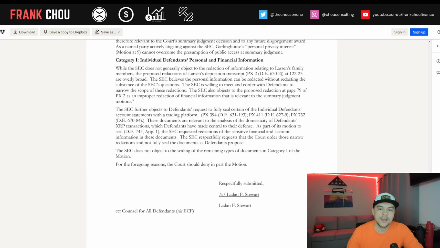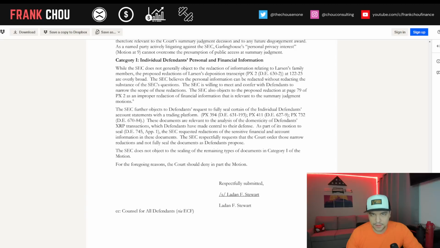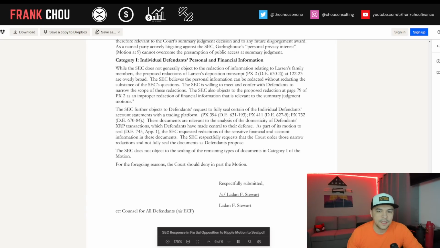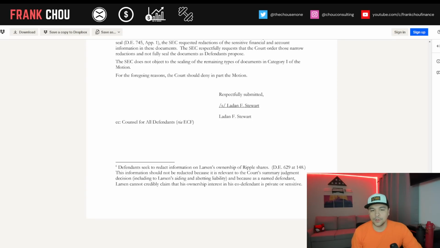And finally here, the SEC respectfully requests the court order narrow redactions and not fully seal the documents as defendants propose in regards to those for the individual defendants. And finally, the SEC does not object to the sealing of the remaining types of documents in Category I for the motion. For all the foregoing reasons, they say the court should deny in part the motion, not in full, just for those ones listed there in particular.